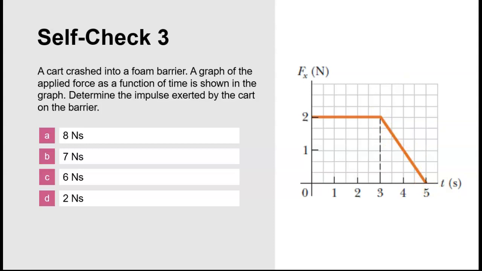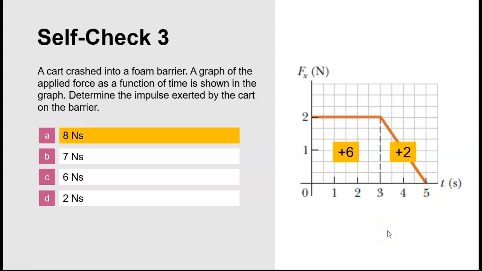So what do you think the impulse is? If you picked 8, you're correct. So we could find the area of the rectangle plus the area of the triangle, and then we would know the net impulse. And since the impulse is 8, we also know the change in momentum is also 8.